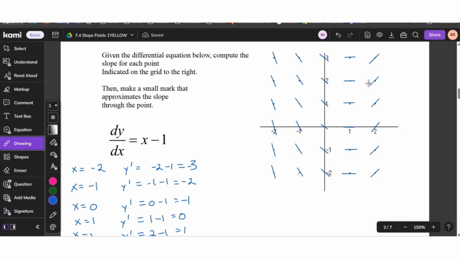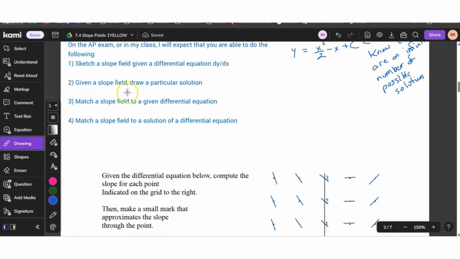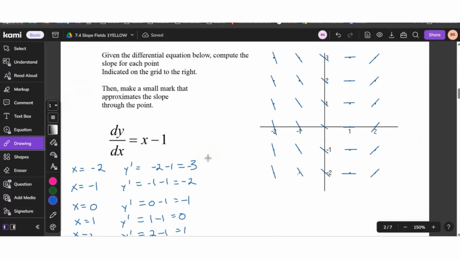And so when I said one of the things I want you to do is, given a slope field, draw a particular solution. Let's draw a particular solution. Does it matter which one I draw then? No. So I could go from here and say, oh, it's going to come down, and then it's going to get steeper, and then even steeper. And so it just looks something like this.